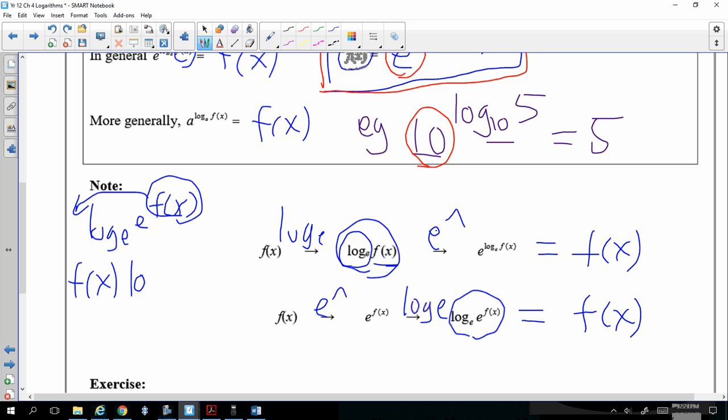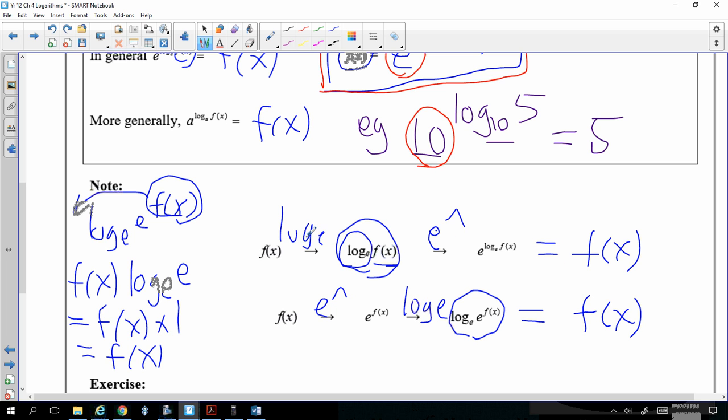Like that. So you can see why. You can think of log base e and exponentiating by e. They are inverses of each other, they cancel each other out. So in both cases, regardless of whether you apply the log first and then the exponential, or the exponential first then the log, you get the same answer.